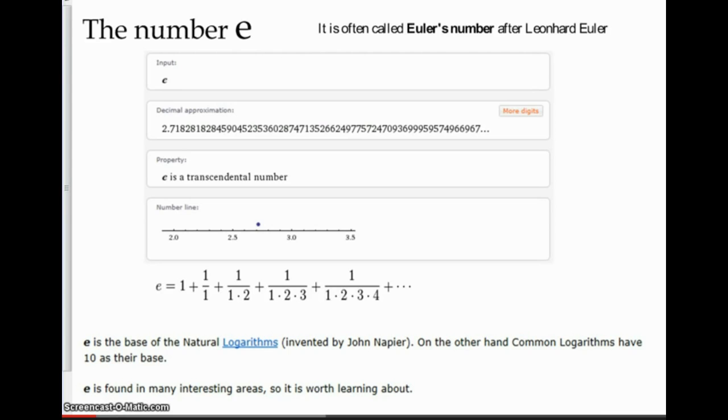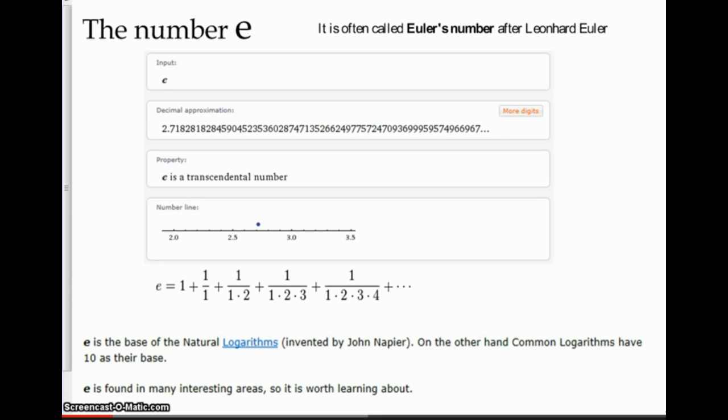This is more information from Wolfram Alpha. It's called Euler's number, and I know this word, Euler, looks like Bueller, but it's not. It's pronounced Euler. It has a lot to do with natural logarithms, and we're going to get into logarithms in the next section, and then natural logs a couple of sections after that.